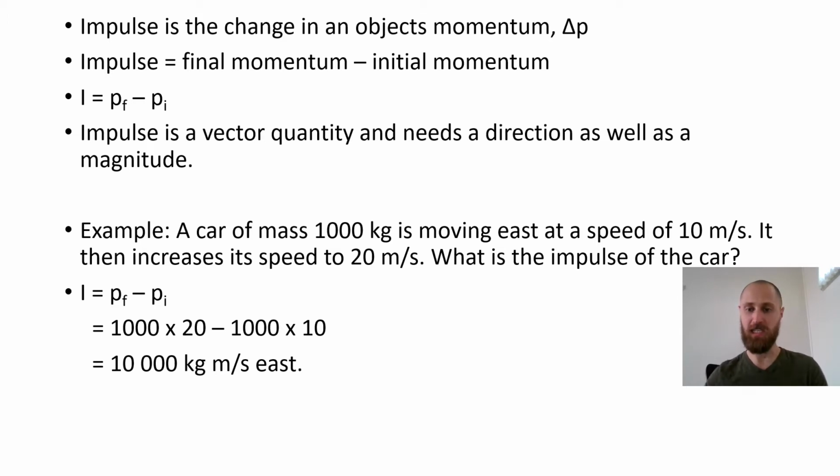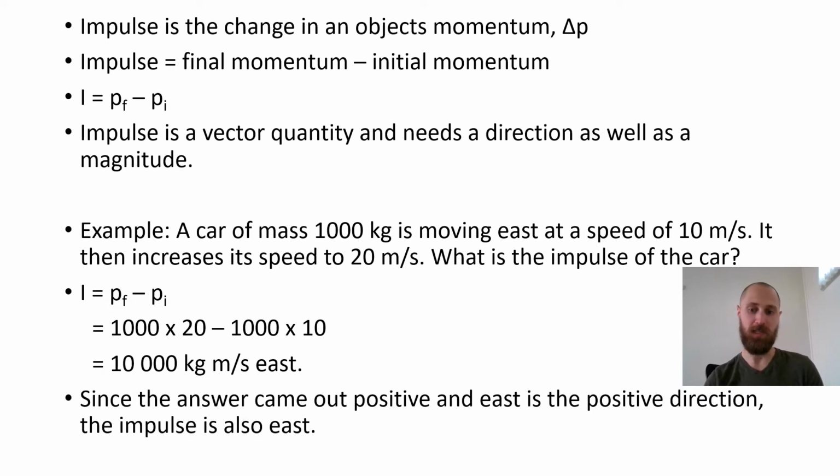It was moving east. It's still moving east. And so its impulse is going to be in the east direction. So if the answer had come out positive, which it did, it would be in the east direction. If the answer had come out negative, it would be in the west direction. So you think about which direction is positive, which direction is negative, and that's going to help you figure out which direction the impulse is in. It's got units of kilogram meters per second, exactly the same as momentum has. So it's a change in momentum. It makes sense it would have the same units that momentum has. Since the answer came out positive and east is positive, the impulse is also east, like I just said.